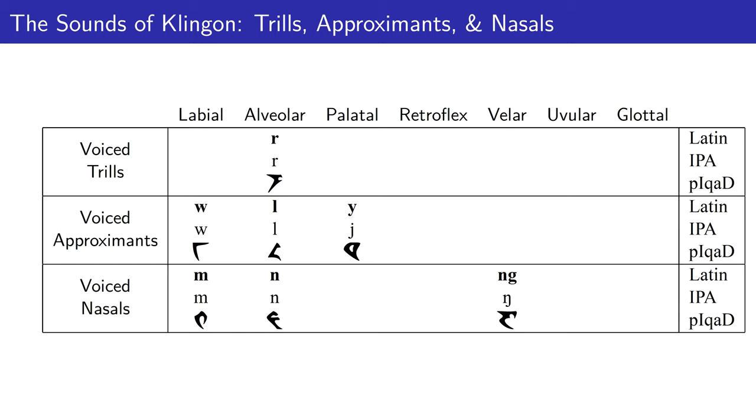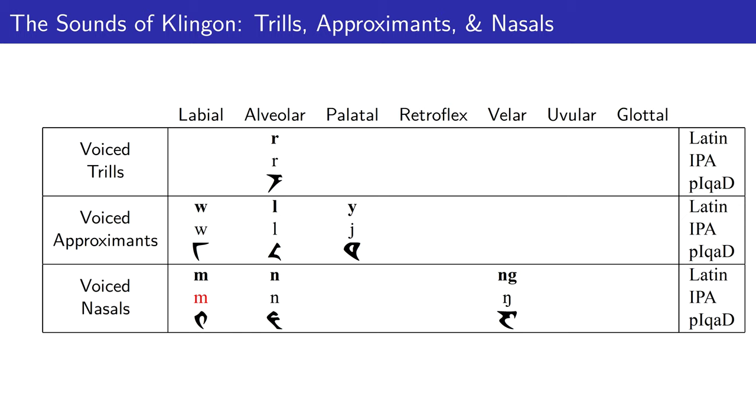Finally, we have trills, approximants, and nasals, all of which are voiced. The letter R represents a voiced alveolar trill, pronounced rrr. The letter W is a voiced labial approximant, w. L is a voiced alveolar approximant, l. And the letter Y represents a voiced palatal approximant, pronounced y.